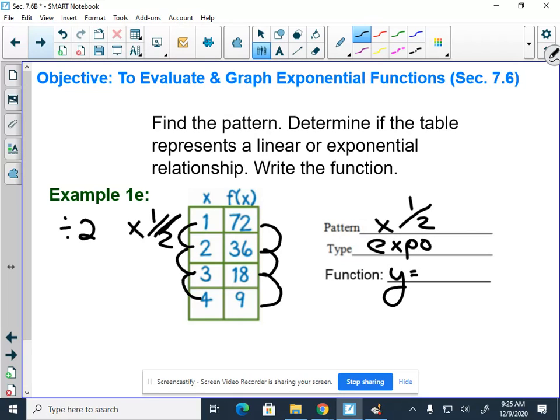The function y equals, we have to work backwards and we have to figure out what we would have at 0. What we'd have at 0, since we're dividing by 2 each time, to go backwards to 0, we'd have to use our calculator and we would have to multiply by 2. So get that number.